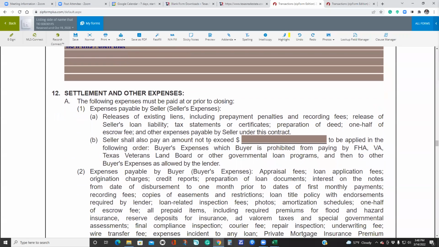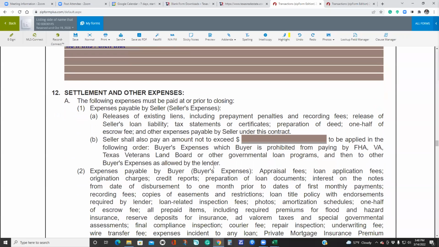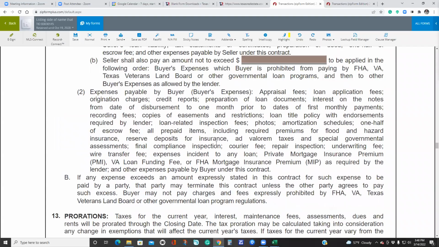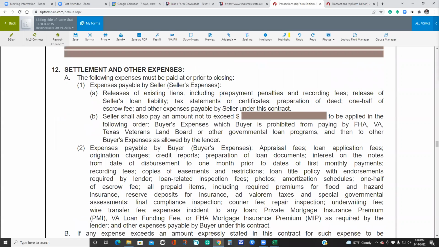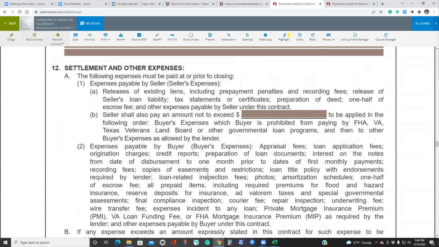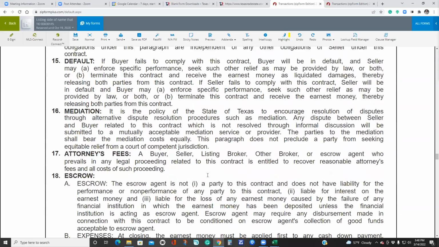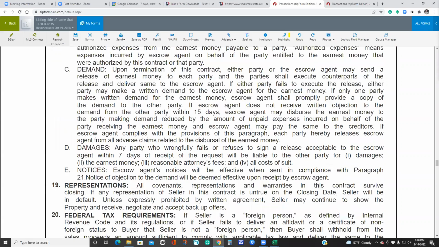Following expenses, these are seller's going to pay the buyer's closing costs. Anything that goes with that, that's going to have to come from the lender. Make sure you know what the lender's offering right there before you actually put that in there as far as what they're going to pay. Talking about prorations, escrow.